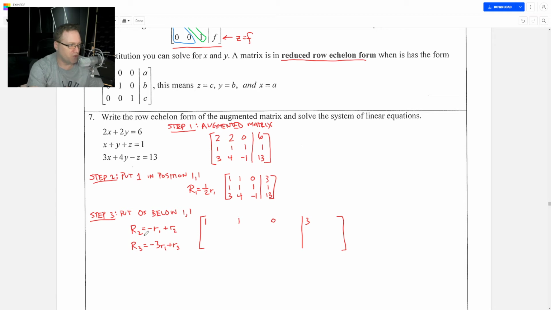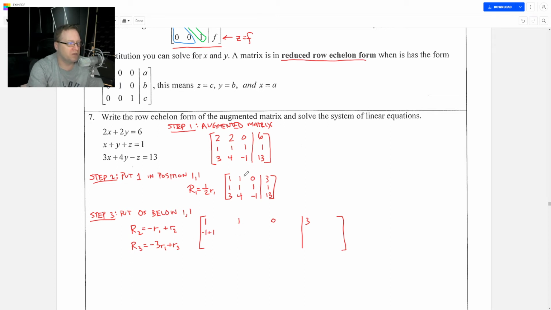Now, let's look at row 2. Our new row 2 is going to be negative row 1 plus old row 2. So for here, row 1 is 1, so -1 plus old row 2, which is this one, which is 1. So -1 plus 1. All right, good. And then let's go here.